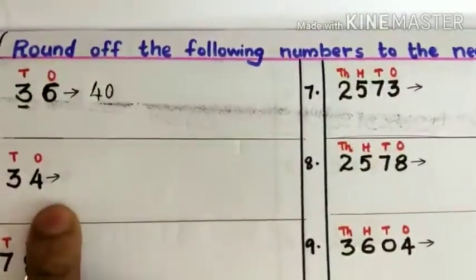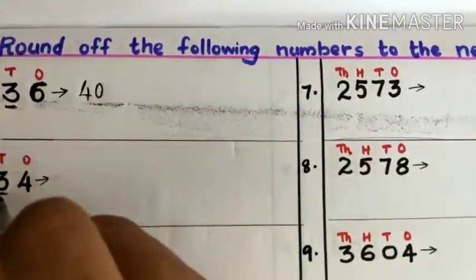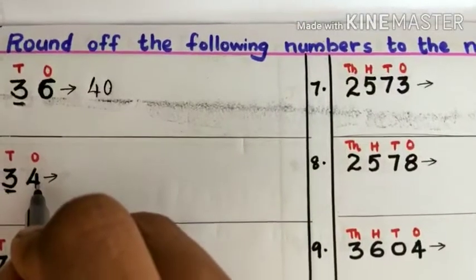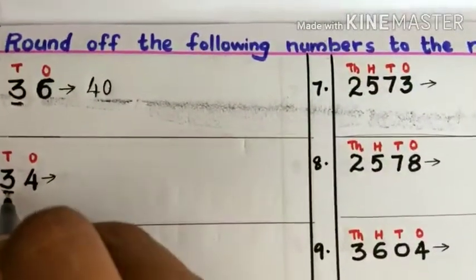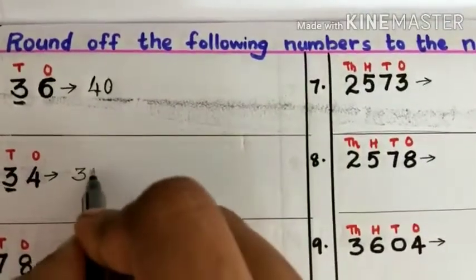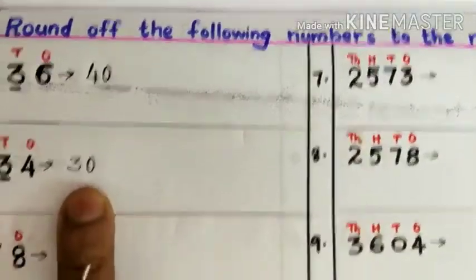Next look, 34. Underline the digit in the tens place. Tens, 3. Next digit, ones place digit 4. It is less than 5. If it is less than 5, 3 will not change. Same number, 30. 34 is rounded down to 30.